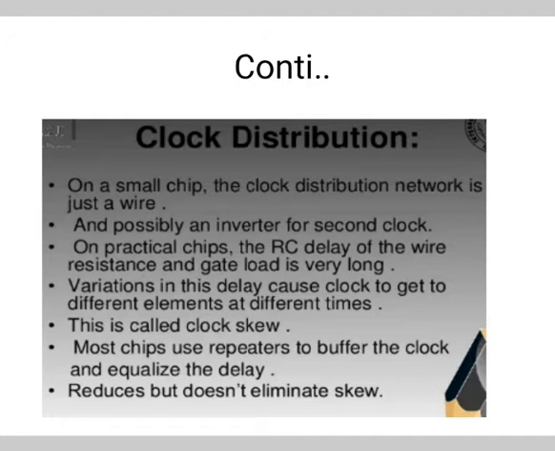Now what is clock distribution? On a small chip, the clock distribution network is just a wire and possibly an inverter for the second clock. On a practical chip, the RC delay of the wire resistance and gate load is very long. So the variations in this delay cause a clock to get to different elements at different times, and this is called clock skew.